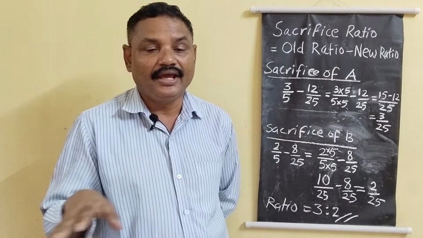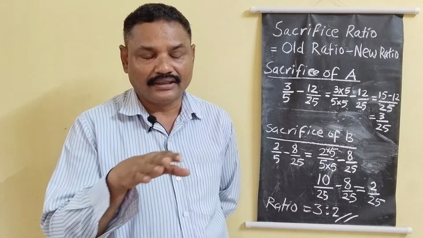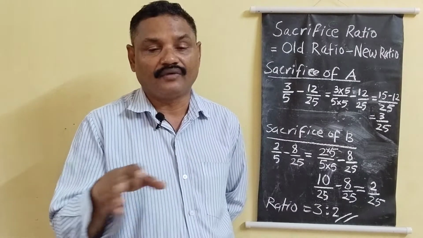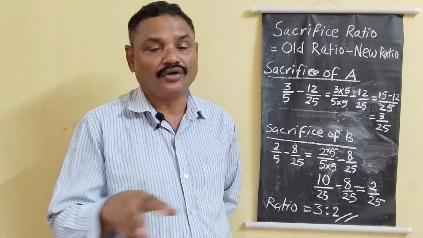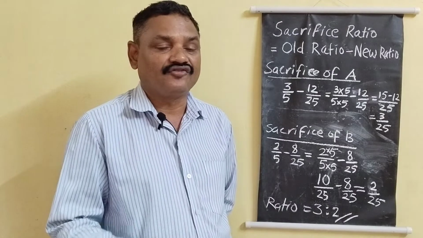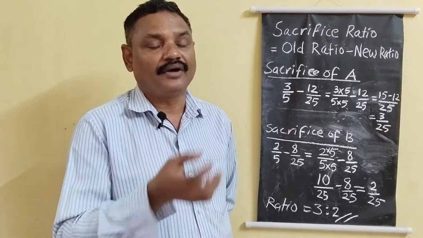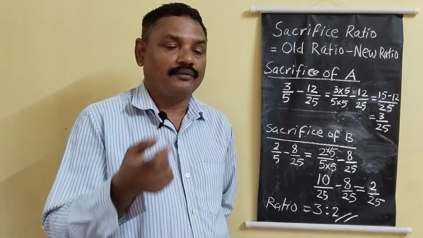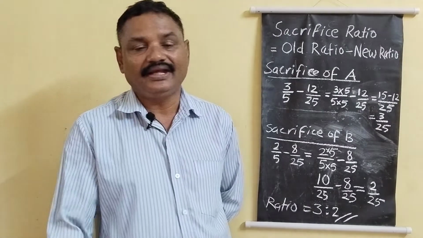Sometimes there will be a need for equalization of denominators in both ratios, which we have studied in lower classes. So which number is big? Towards that number, we have to change the smaller number by finding the LCM.